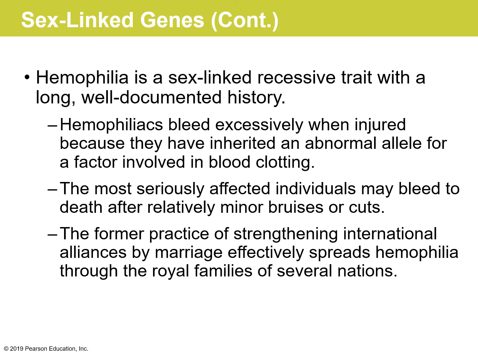Hemophilia is a sex-linked recessive trait which has a long history in the European royal families. Queen Victoria is supposed to be the first person in whom the mutation occurred. So what happens in hemophilia? In normal people, when we cut and there is bleeding, we stop bleeding after some time because the blood automatically coagulates or clots. But in hemophiliacs, if there is a cut or an injury, the blood does not clot automatically. They may bleed excessively when injured because hemophiliacs have inherited an abnormal allele for a factor involved in blood clotting. The more seriously affected individuals may bleed to death even from relatively minor bruises or cuts.